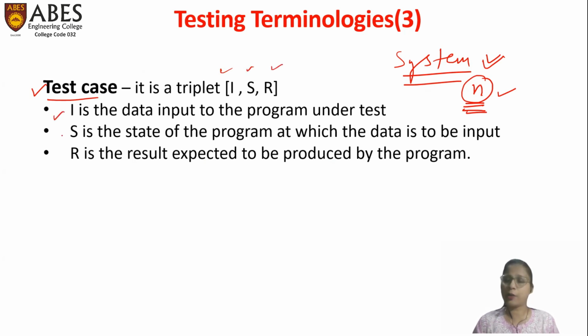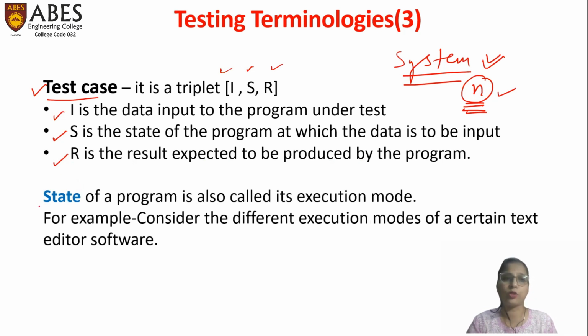I is the data input to the program under test. S is the state of the program at which data is to be input. R is the result expected to be produced by the program. The state is, in general, the execution mode in which you are checking different values. So that is generally known as the state of a program.